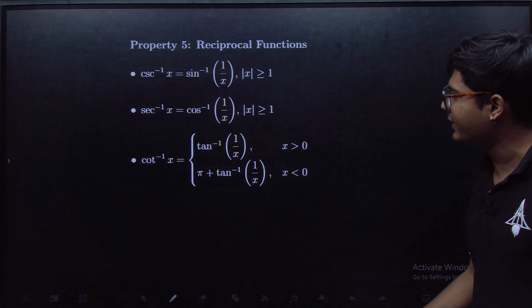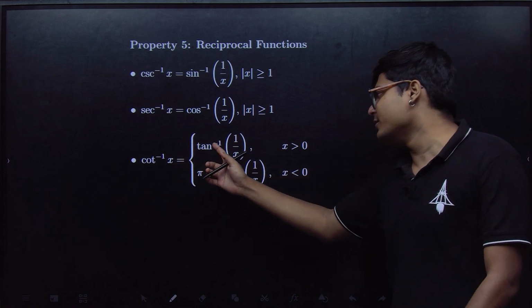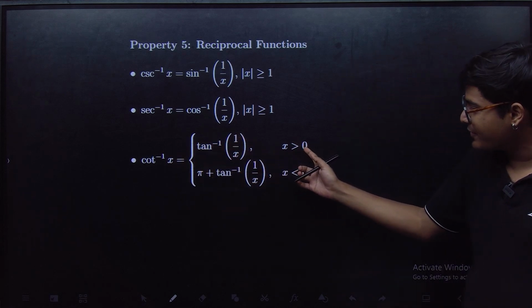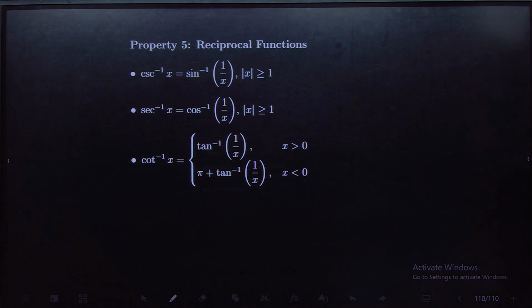Cool. Reciprocal functions: if I look at cosec inverse of x, it's nothing but sine inverse of 1 by x, right? Similarly, sec inverse is cos inverse of 1 by x. Cot inverse is going to be tan inverse 1 by x if x is positive. It's going to be pi plus tan inverse 1 by x if x is negative, right? Okay, so that's it. These are all the formulas that you need to remember from this chapter.